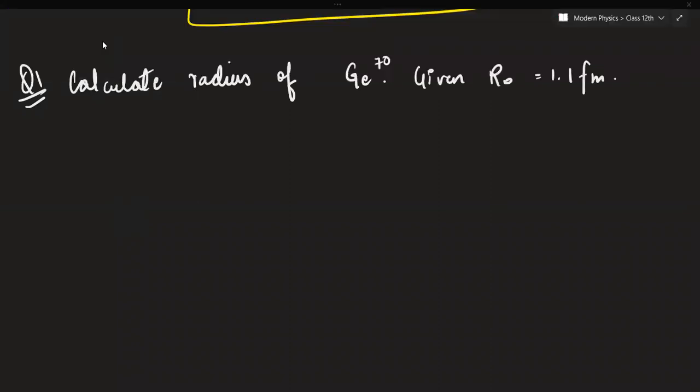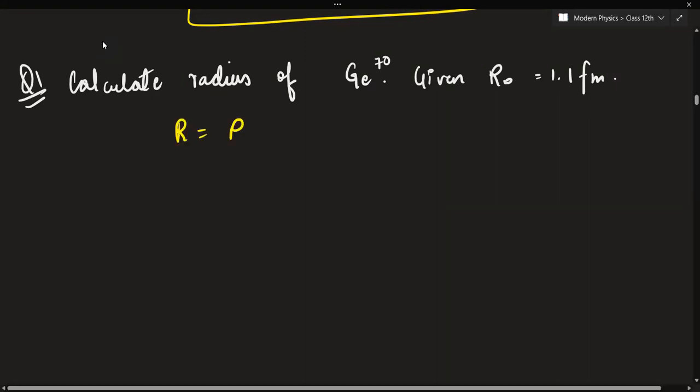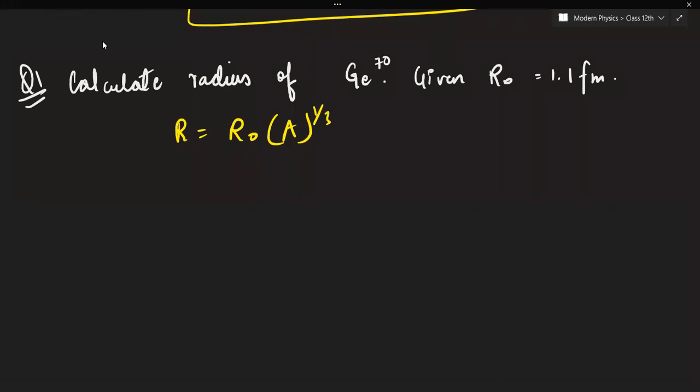So in this question, germanium is given. Germanium, so A, mass number is given as 70. So R was equal to R naught A to the power 1 by 3. So R will be R naught is 1.1 Fermi meter, and A is given in the question 70.